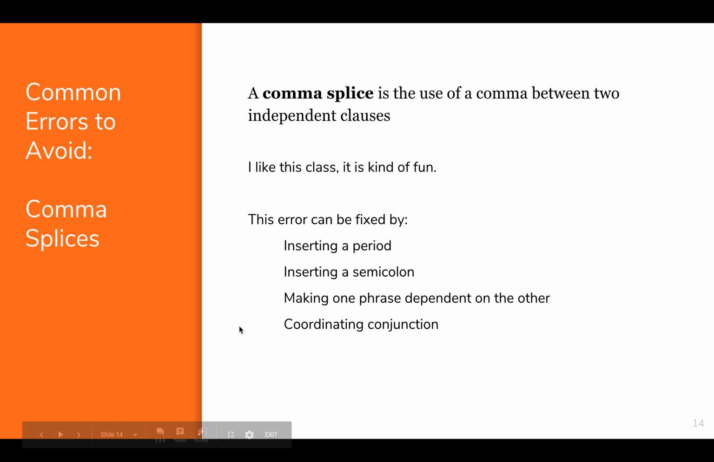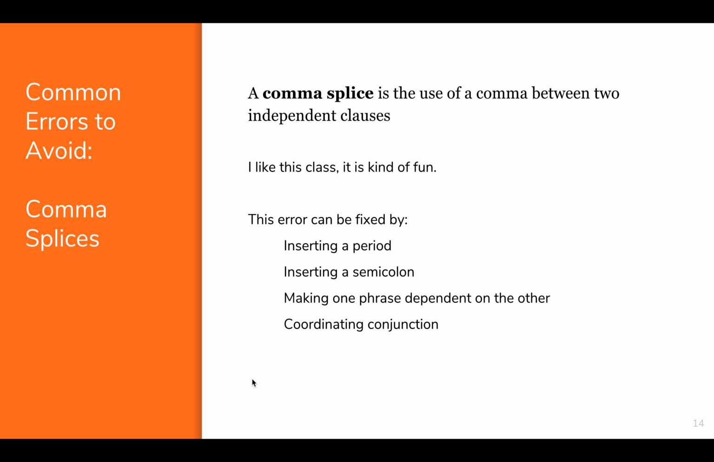So I'm going to talk about a couple errors that can frequently happen when you're writing. One of them is called a comma splice. This is the use of a comma between 2 independent clauses. A comma is not a strong enough punctuation mark to connect two independent clauses. For instance, I like this class, it is kind of fun.